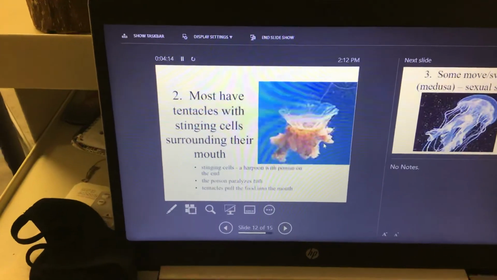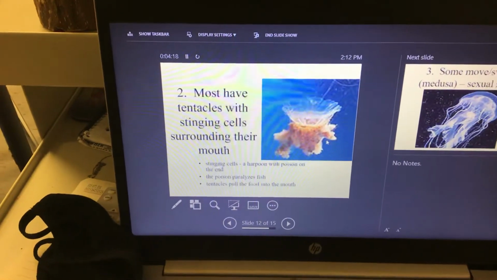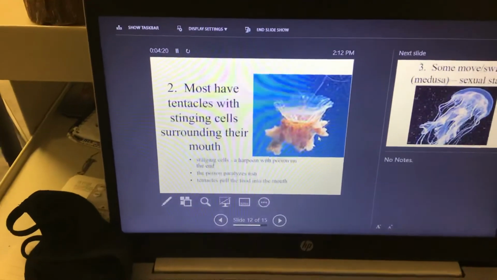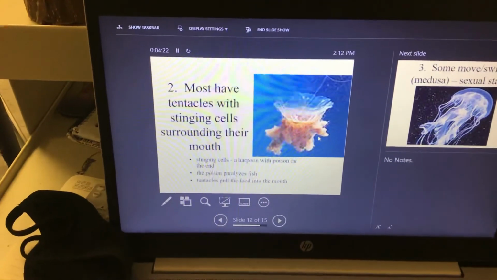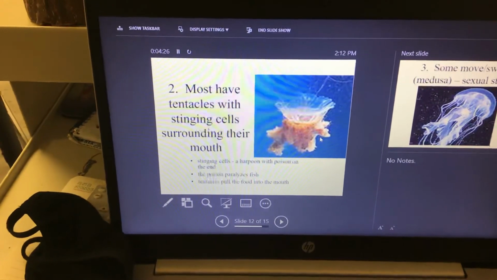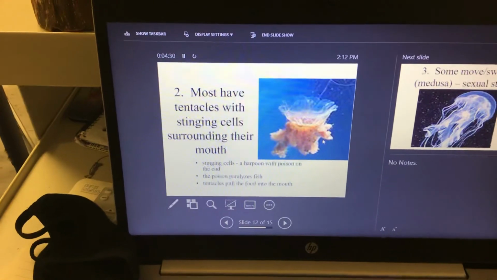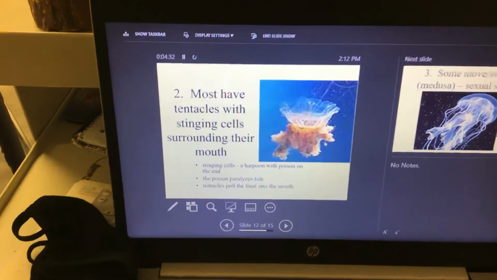For us, we're not necessarily the prey of a jellyfish, but they'll sting us if we get too close or bump into them, more out of fear, to scare us off. Some of them can be super poisonous to us. Some of them are just painful.